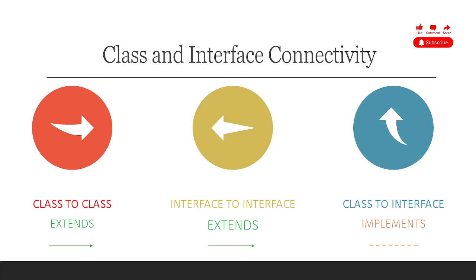Okay, the last one is class to interface. Here we go for the implements keyword, because there is one class and there is one interface. To implement the abstract methods, guys, we go only for implements, not for extends. Here only we go for implements. So in the next slide, guys, I will go through one example.